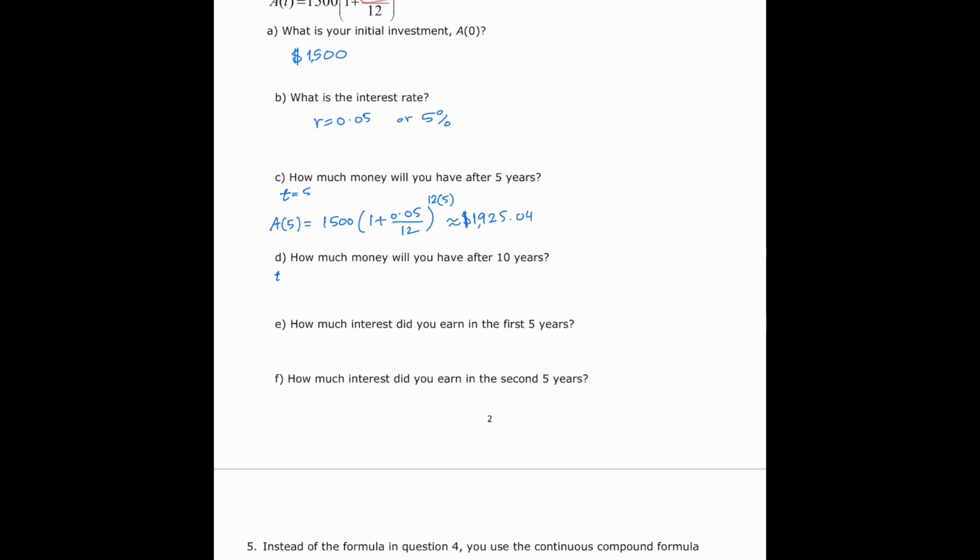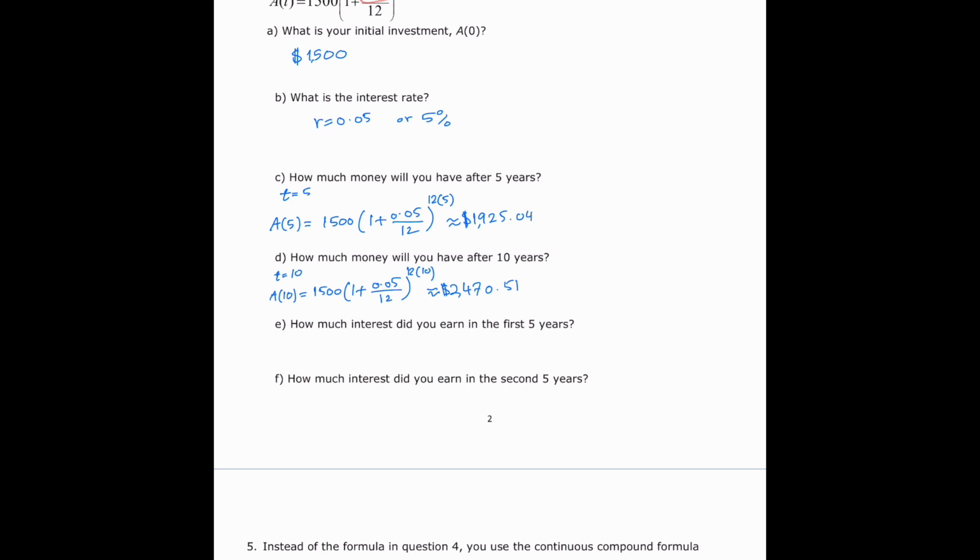How much money will you have after 10 years? So you're going to have t replaced with 10. So you're going to find A of 10, which is equal to 1,500 times 1 plus 0.05 over 12 raised to the 12 times 10, which is going to be approximately $2,470.51.